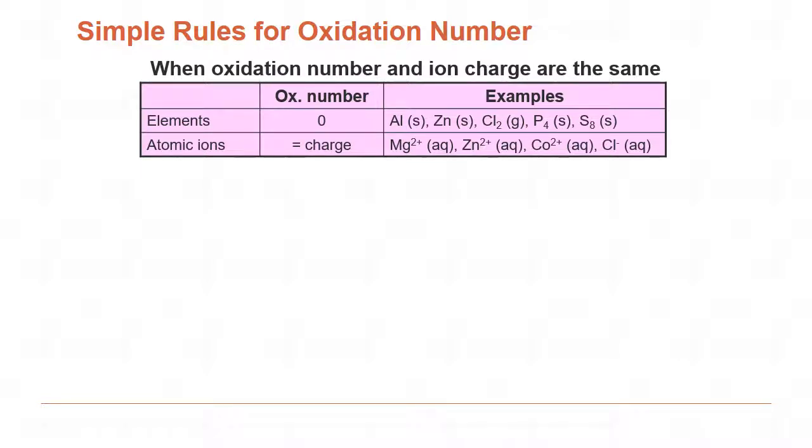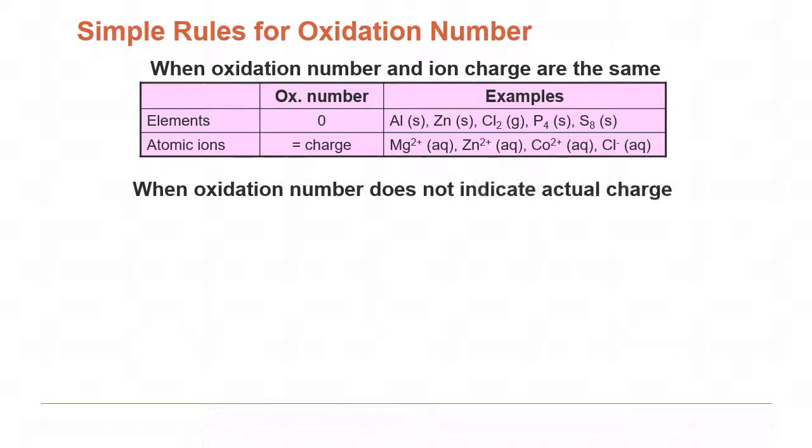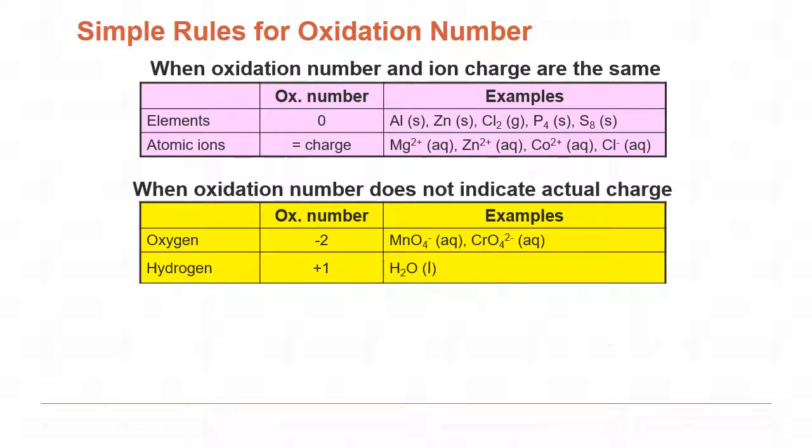If we have an atomic ion, meaning an ion that just consists of a single atom, like Mg2+, zinc 2+, Cl-. In those cases, it'll be simple as well, that the oxidation number will just equal the charge. Now, when things become more difficult, for example, in polyatomic ions or molecular compounds, we're going to make things a little easier by assigning two oxidation numbers that will just keep constant.